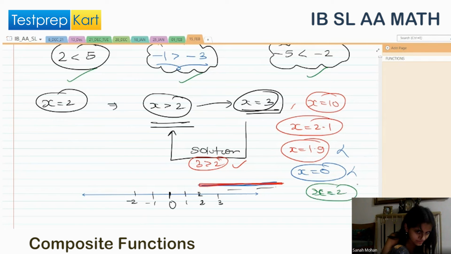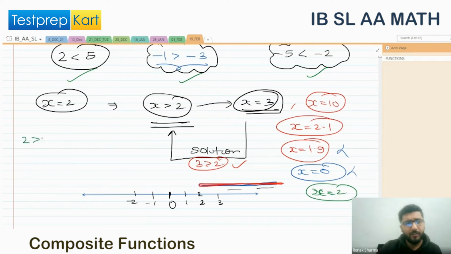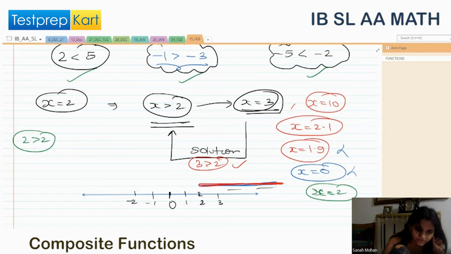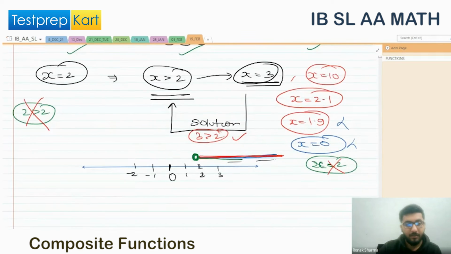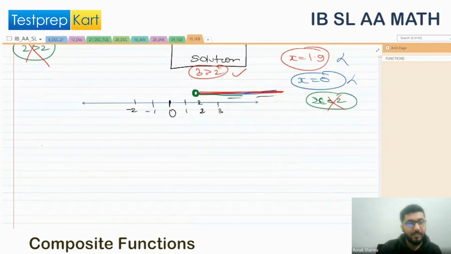How can I write 2 greater than 2? No. So x equal to 2 is not a solution. That means I'm not going to include 2 as a solution, so I'm putting a hole here. Got it?